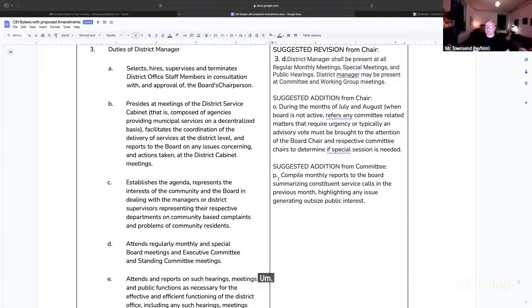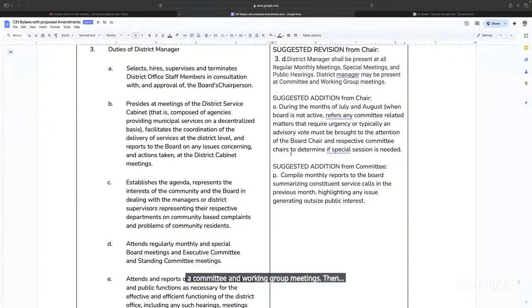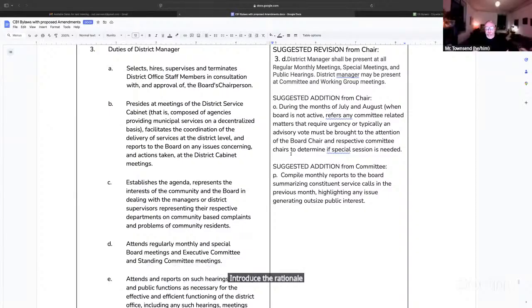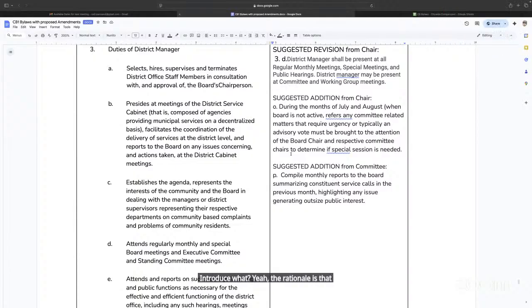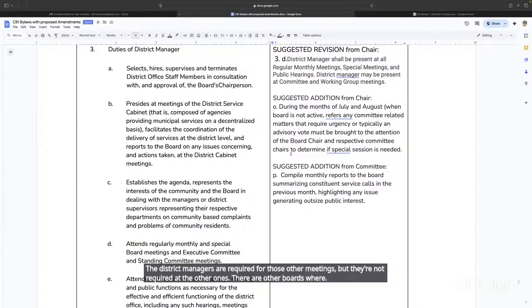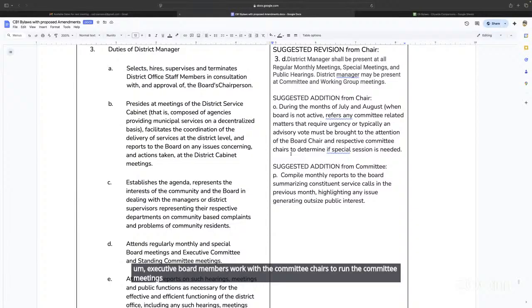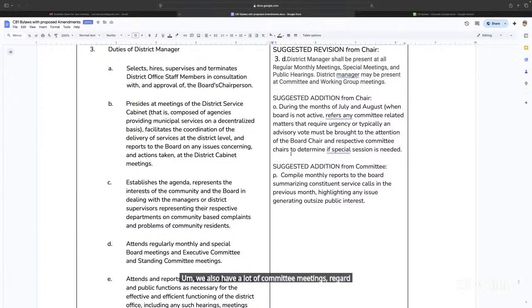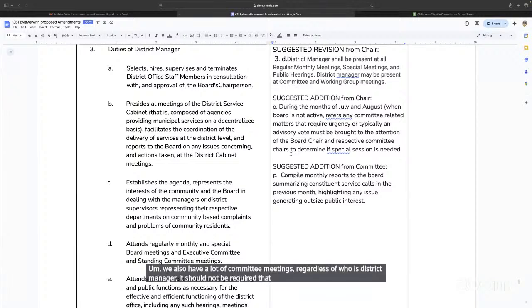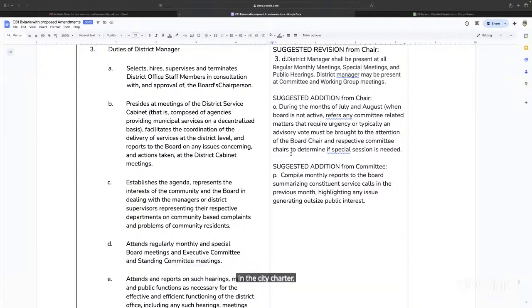As this is a suggestion from you, I would like you to introduce the rationale for making the change. Yeah, the rationale is that the district manager is required for those other meetings, but not required at the other ones. There are other boards where executive board members work with the committee chairs to run the committee meetings. Sometimes the district manager may come, sometimes they don't. We also have a lot of committee meetings, regardless of who is district manager. It should not be required that they're all at committee meetings. It's not necessary, not mandated in the city charter, and not standard practice anywhere.